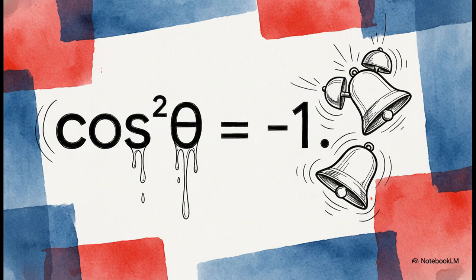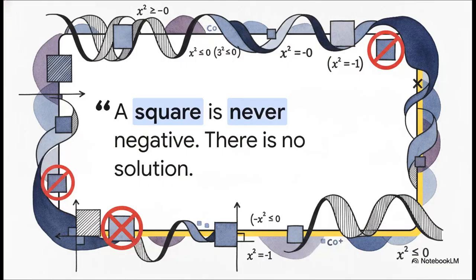And that right there should set off some alarm bells in your head. And why is that a problem? Because of this fundamental rule of real numbers. When you square any real number, doesn't matter if it's positive or negative, the result is always positive or 0. It can never ever be negative. So an equation that says a squared value is equal to -1, that's a mathematical impossibility. There is no real solution here.